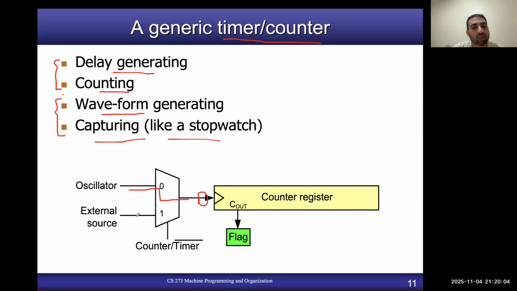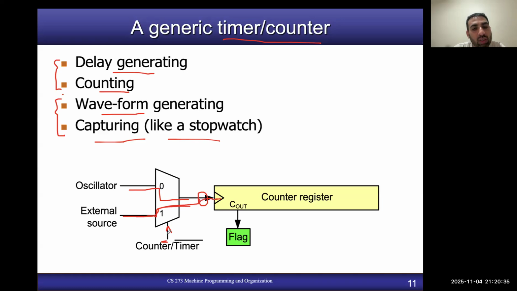But if the source of the clock signal is an external source or an event generator, for example a sensor, then you are saying, okay, I'm using my register as a counter for that event, right? So for example, you simply put a mux on the input, and then depending upon this control signal, if this control signal is 1, the external sensor will be connected with the clock of the counter register.